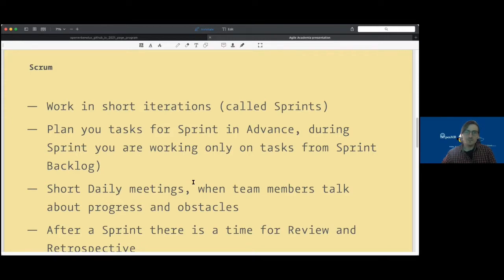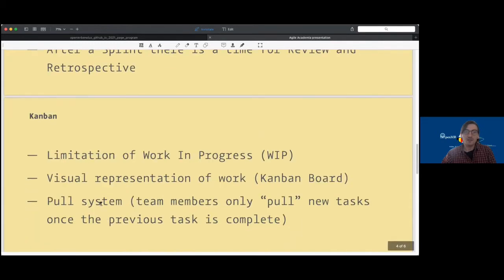Also, the team meets daily to exchange information about problems, progress and obstacles, which creates a feedback loop between team members. After the sprint, there is often a review and retrospective, which is really important: what could be improved, what doesn't work, and what we should change. So this is Scrum.